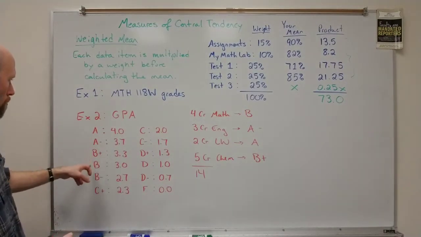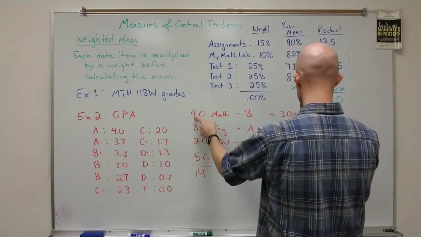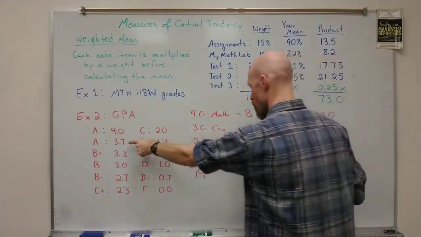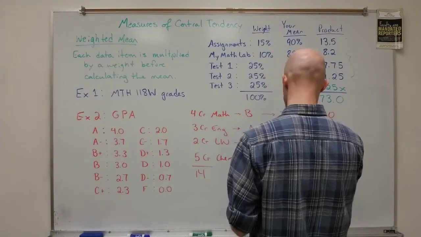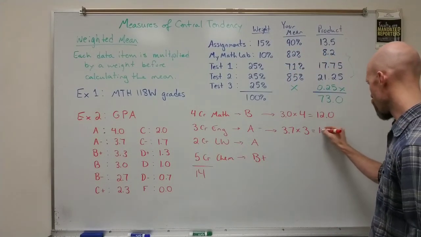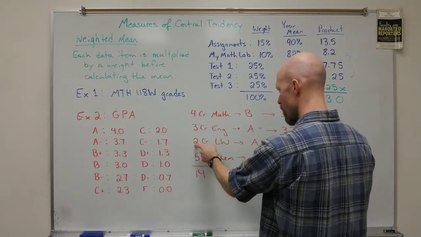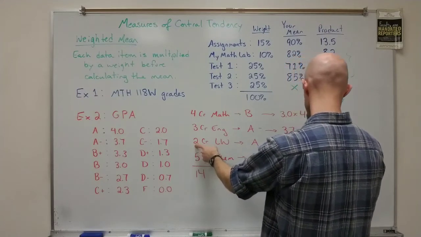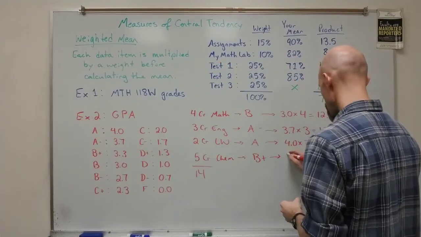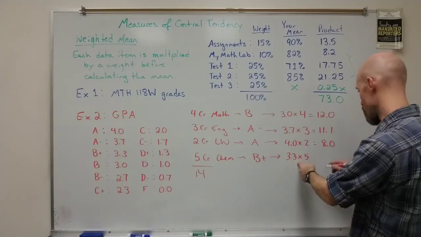So to do that, B is 3.0. So here we have 3.0 multiplied by the 4, that's 12.0. And A minus is 3.7. So we have a 3.7 times 3. That's 9, and 2.1 is 11.1. We have an A for 2 credits, so it's a 4.0 times 2, which is 8.0. And a B plus is 3.3 times 5. That's 15, and 1.5, which is 16.5.